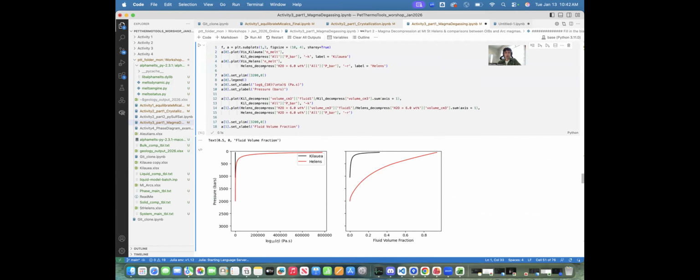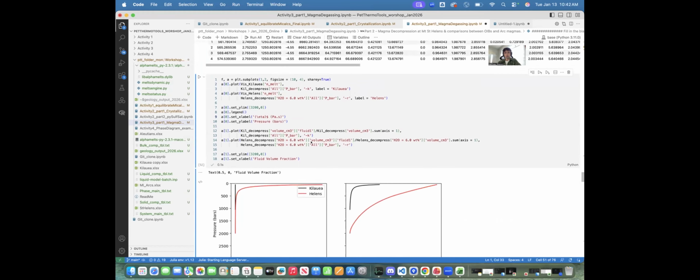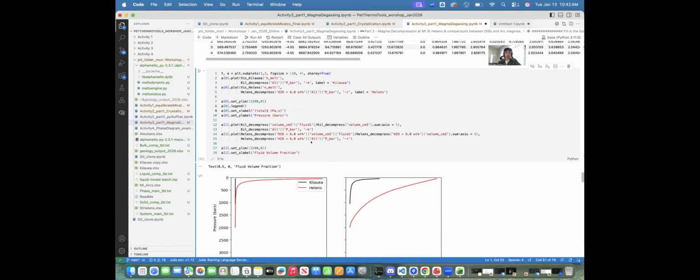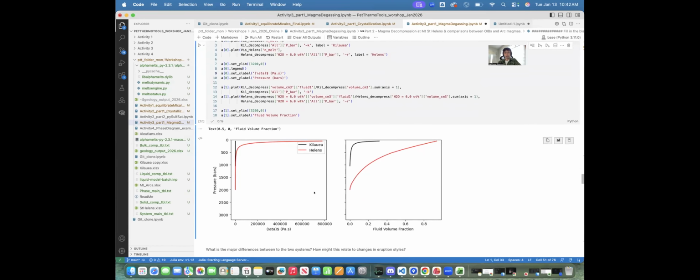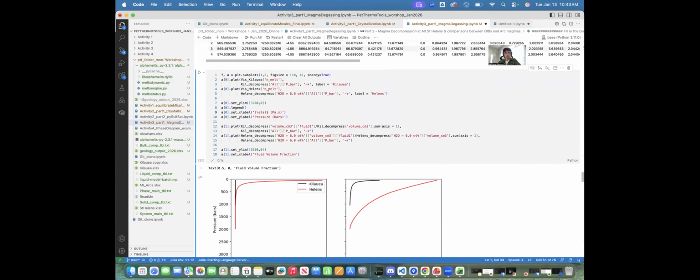And I guess this is why, let's change that label. So it's not showing the proper symbol, but the viscosity in Pascal seconds of the Mount St. Helens decompression model against that Kilauea decompression model, right? And you can see that especially as decompression proceeds, we end up several orders of magnitude higher viscosity in this dacite relative to the basalt that we're comparing it to.